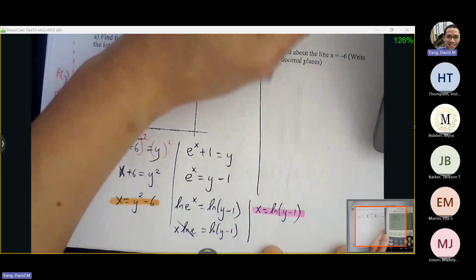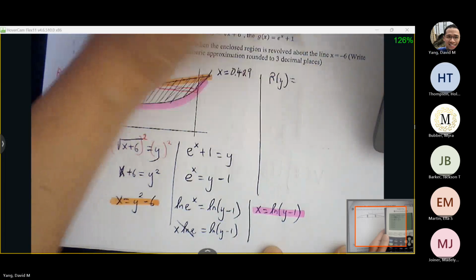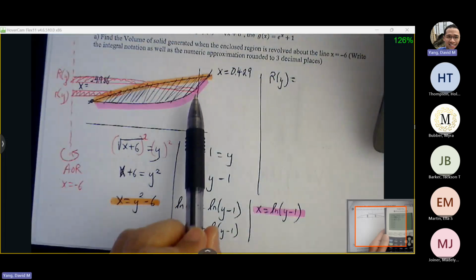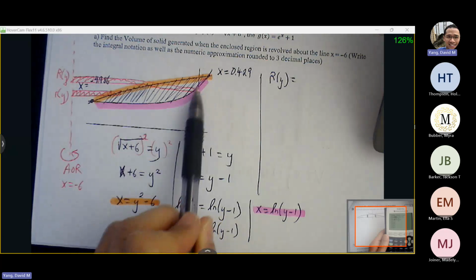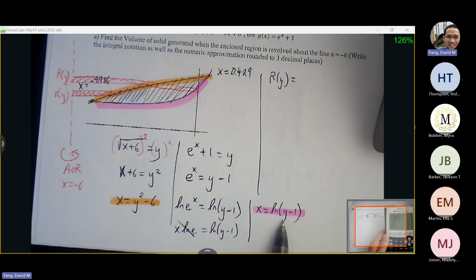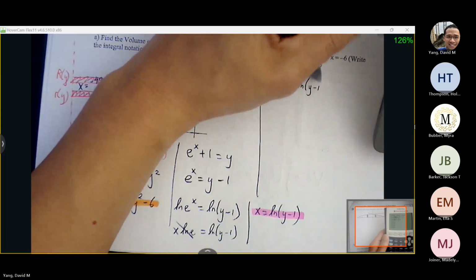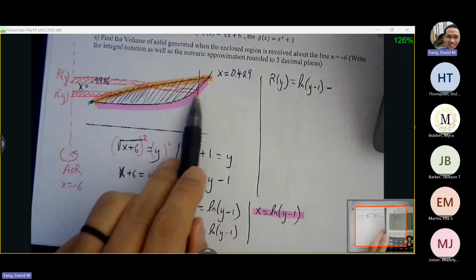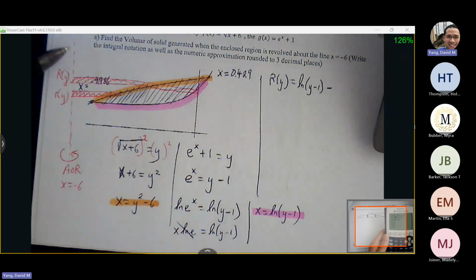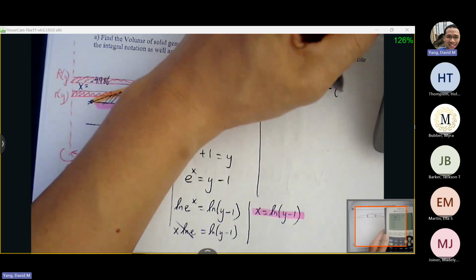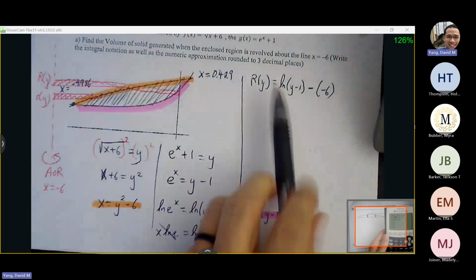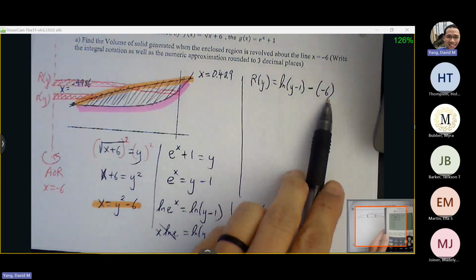All right, big radius. Right minus left. Big radius is starting off all the way over here on this curve that I highlighted in pink, which is the natural log of y minus 1. Minus right minus left. The left endpoint is sitting all the way on this dotted line, which is a negative 6. Careful though, we got to keep track of these negatives. Right minus left.